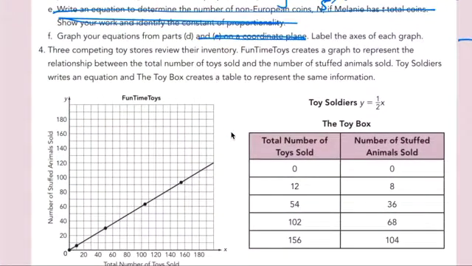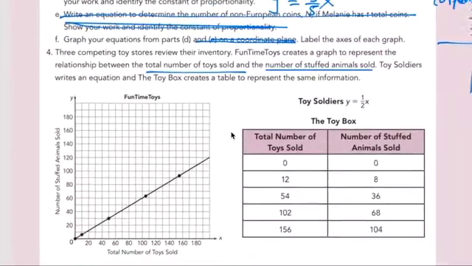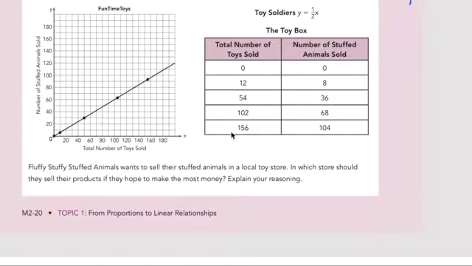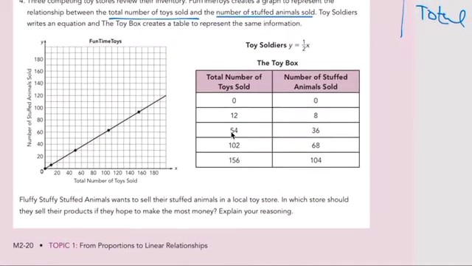How do you graph both? 3 competing toy companies reviewed the inventory. Fluffy Toys creates a graph to represent a relationship between the total number of toys sold and the number of stuffed animals sold. Toy Soldiers writes an equation, and the Toy Box creates a table to represent the same information. Stuffy, a stuffed animal company, wants to sell their stuffed animal at a local store. In which store should they sell their product if they hope to make the most money? Explain why.